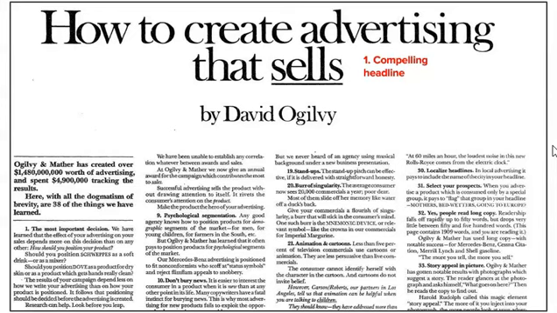Let's see what he does next. He starts the advert by writing a statement of positioning that says Ogilvy and Mather has created over $1.4 billion worth of advertising and spent $4.9 million tracking the results. Here, with all dogmatism of brevity, are 38 of the things we have learned. Did you see what he did with that statement? He just told the reader that we are the big deal in advertising. We don't play around, and you should listen to us if you want big results with your advertising.